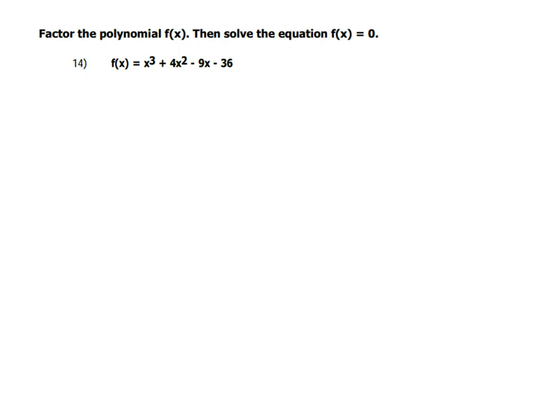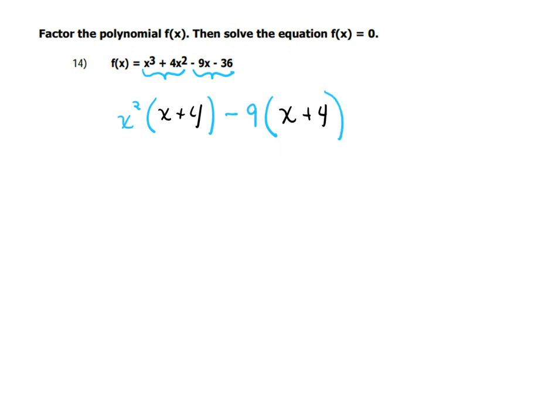Okay, it says factor the polynomial and then solve the equation f of x is equal to 0. This one, I can actually factor it by grouping. So the first two terms you can factor out an x squared, and that will leave you with an x plus 4. From the back two, I'm going to pull out a -9 so that when I factor it out, I get another x plus 4.